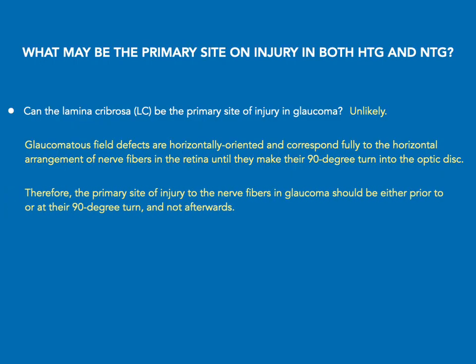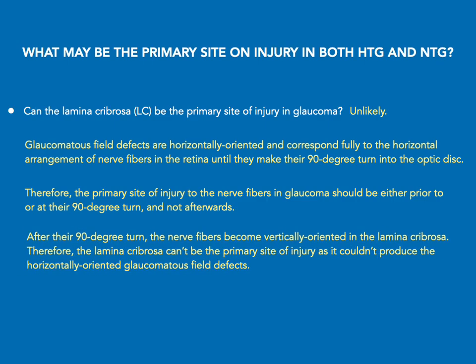Therefore, the primary site of injury to the nerve fibers in glaucoma should be either prior to or at their 90-degree turn and not afterwards. After their 90-degree turn, the nerve fibers become vertically oriented in the lamina cribrosa. Therefore, the lamina cribrosa can't be the primary site of injury as it couldn't produce the horizontally oriented glaucomatous field effects.